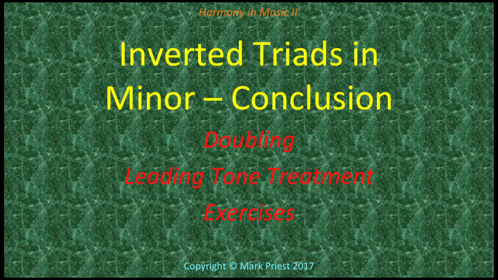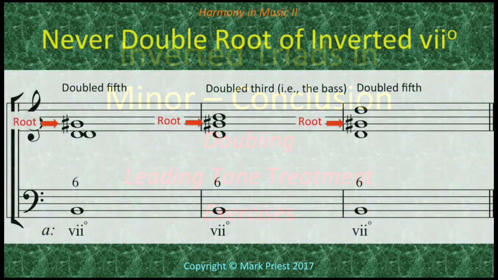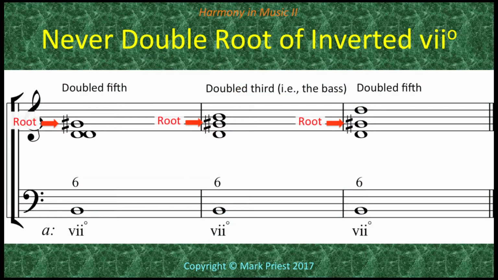We recall from our study of inversions in the major mode that it is often better to not double the bass note of first inversion triads, but a doubled bass is the norm for the second inversion. Moreover, when a leading tone triad is inverted, the root of the chord, as the leading tone, must not be doubled. If it is the first inversion, it is best to double either the third, which is the bass note, or the fifth.